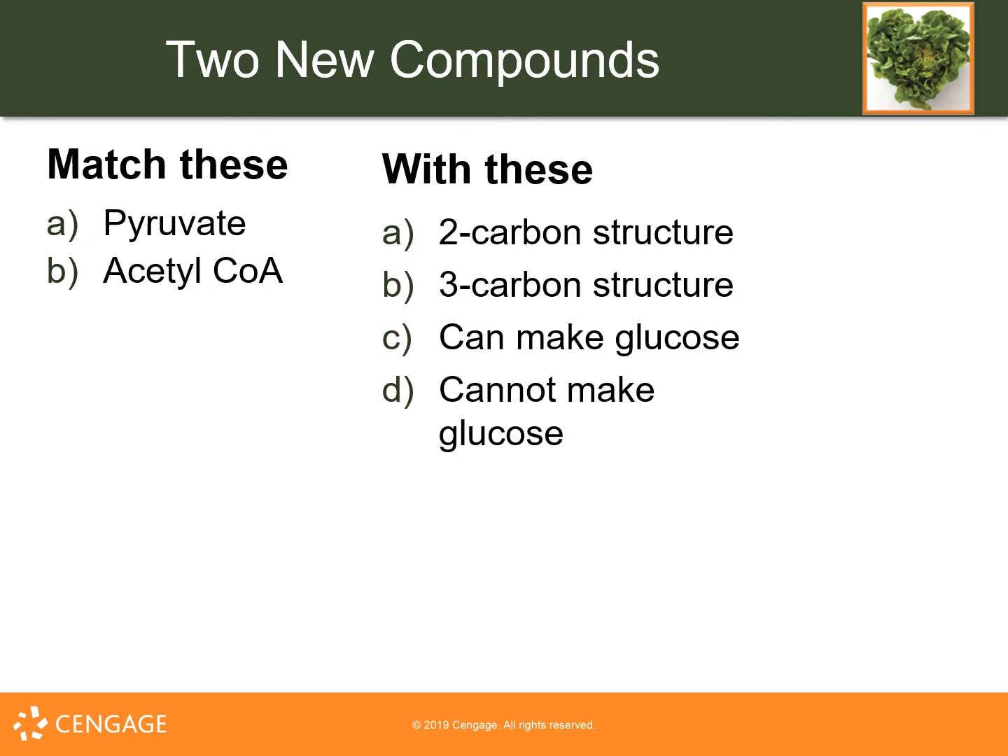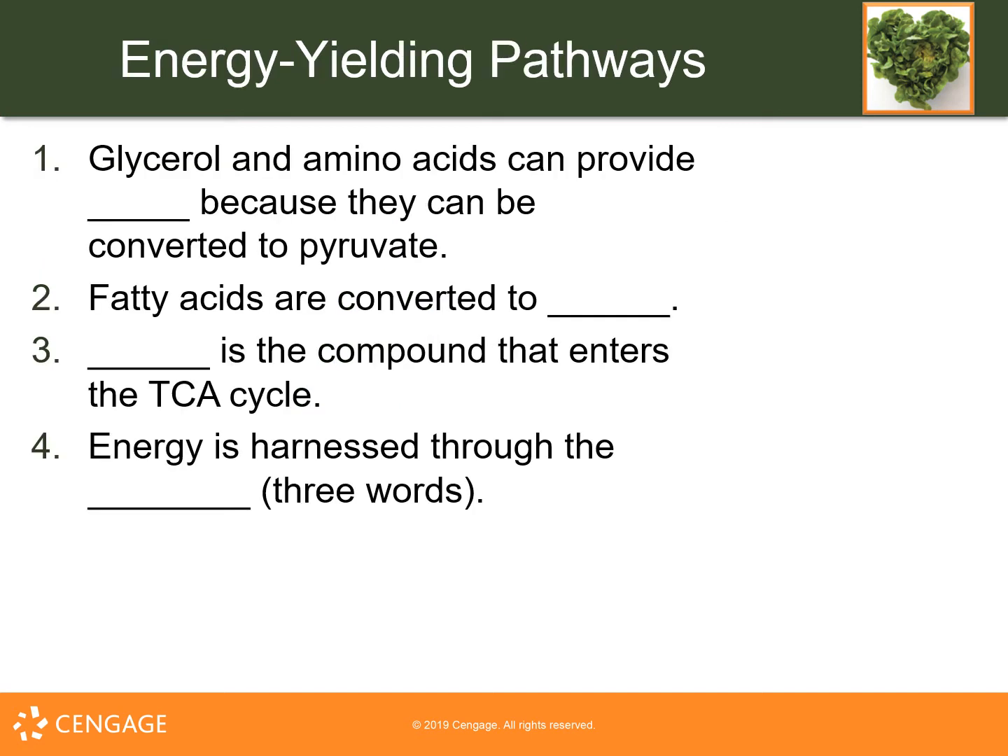Now, I didn't talk about how many carbons, but which can and which cannot make glucose. So we have A, pyruvate, which matches with B, a 3-carbon structure, and C, it can make glucose. Acetyl-CoA matches with A, a 2-carbon structure, and D, it cannot make glucose. Please pause the presentation and see if you can answer these independently.